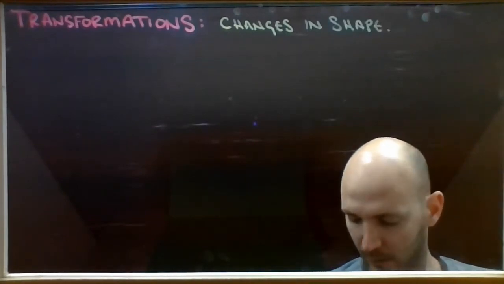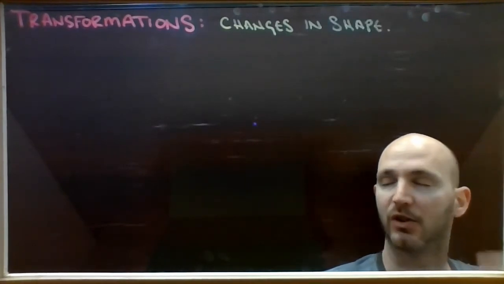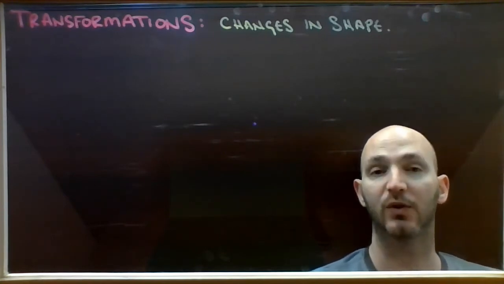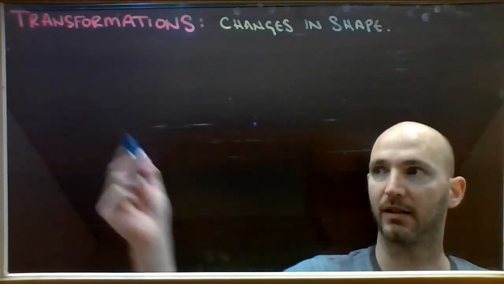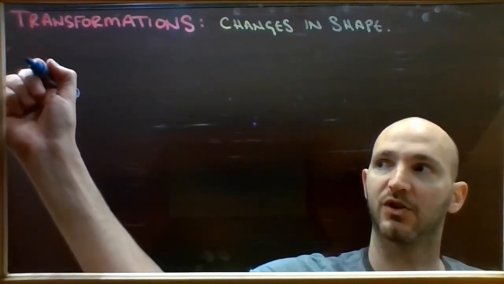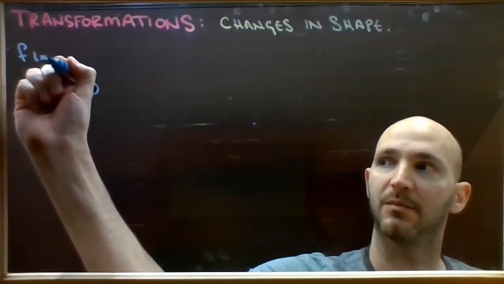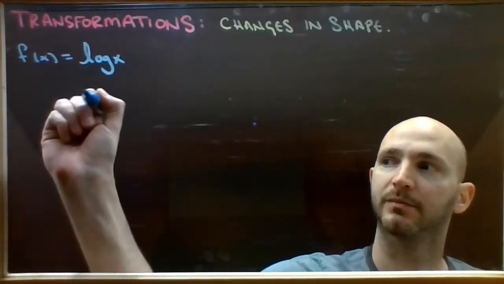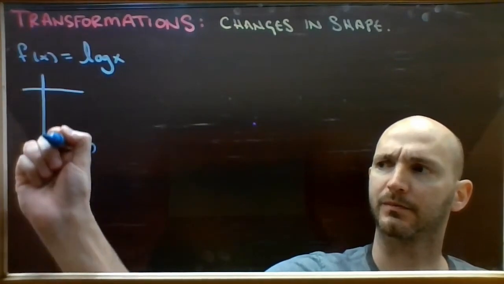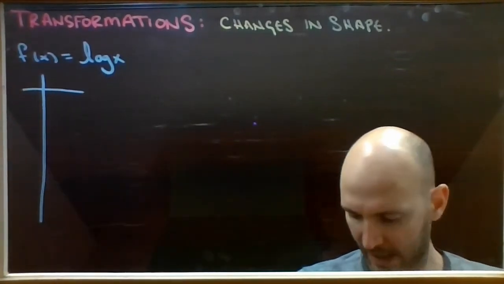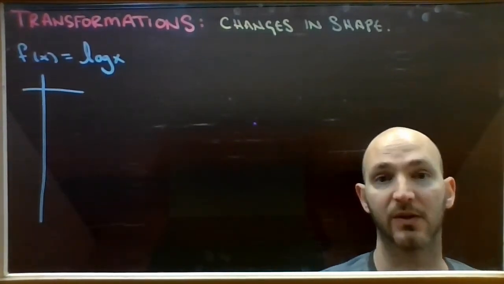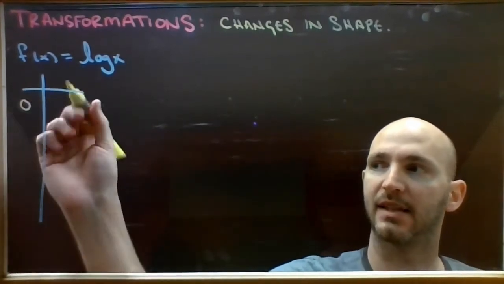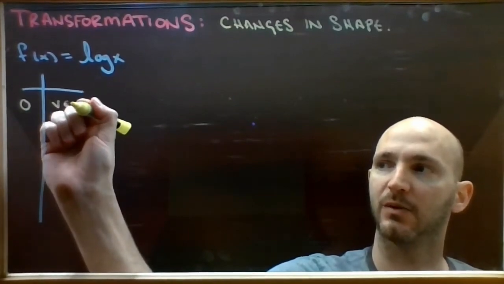All right, so the first transformation we're going to do is a vertical stretch, and I'm going to use a logarithm to show you that one. So I need my basic pattern for log. You're going to have to think about those x values that work really well for log. So the first one is at 0, there is a vertical asymptote.